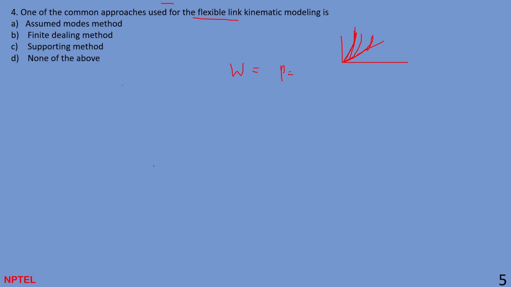And what kind of method do we call it? Is it a supporting method or a finite element method? They have used a method called the assumed mode method. In that we have assumed beta equal to 4. Okay, so beta equal to 4 is something that is more curved.